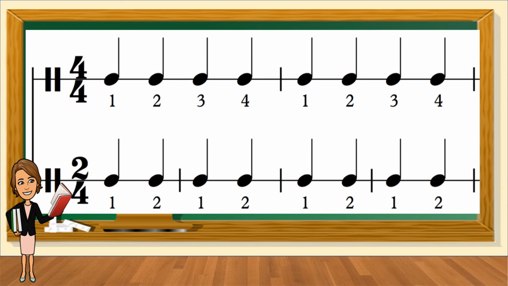So we have here again the illustrations of the 4/4 and the 2/4. We have two measures. In every measure there are 4 beats, and the quarter note receives 1 beat in 4/4. Another is the 2/4. So we have here 2 beats in every measure. We have 1, 2, 3, and 4 measures. So in every measure it has 2 beats.